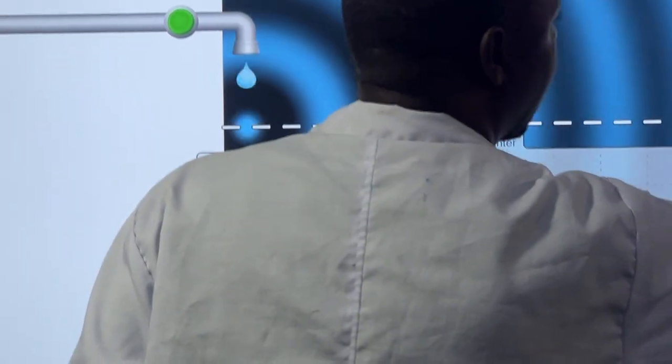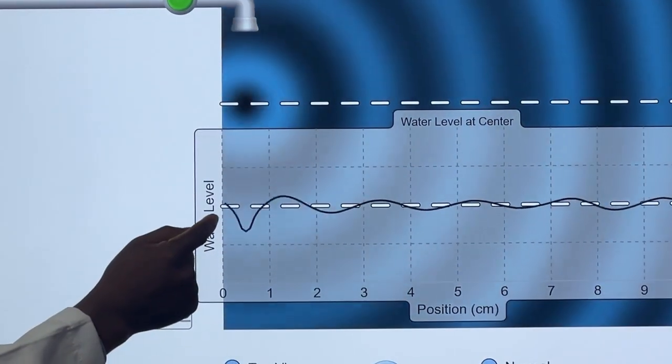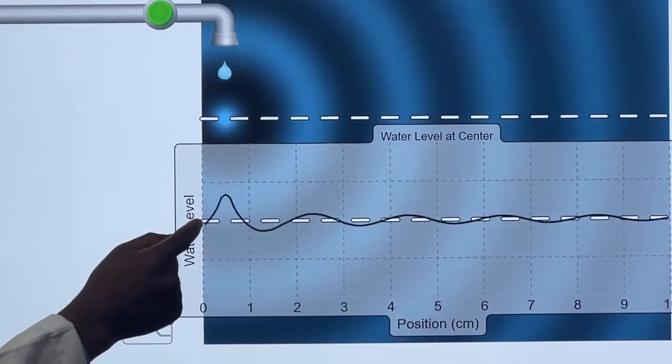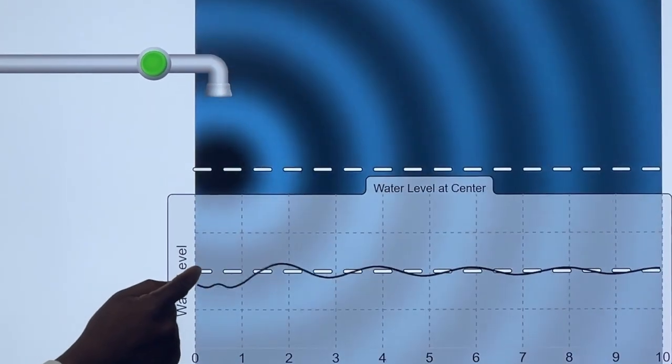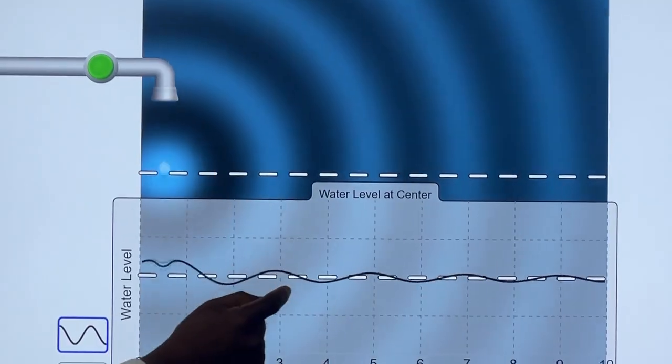If I try to reduce the amplitude, you can see the amplitude has been reduced. The pattern of waveform has also what? Reduced, because the amplitude has been reduced. Because the crest forms the trough.